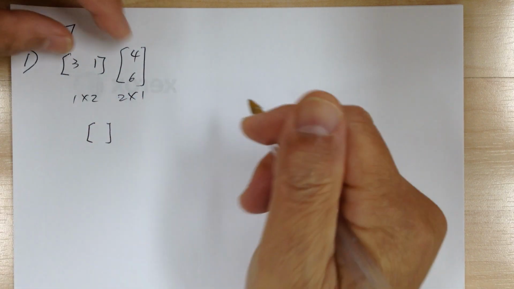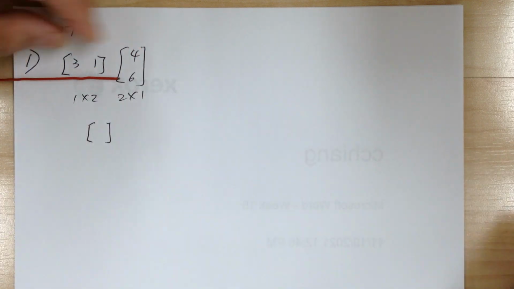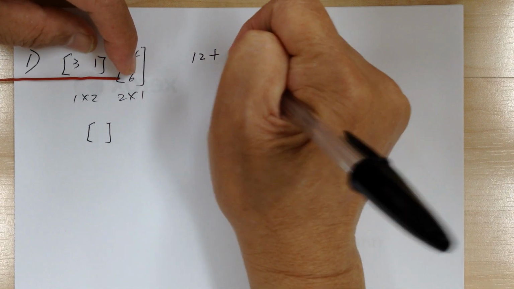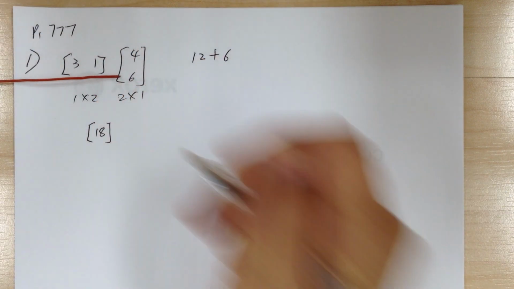Okay, so let's go and multiply. Remember, you have to do the row times the column, right? So 3 times 4 will give you 12, plus 1 times 6 gives you 6, so the answer would be 18.